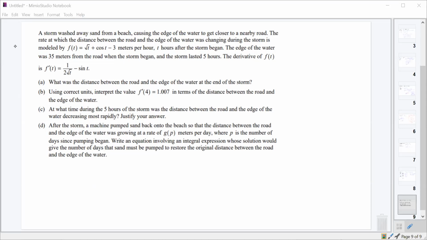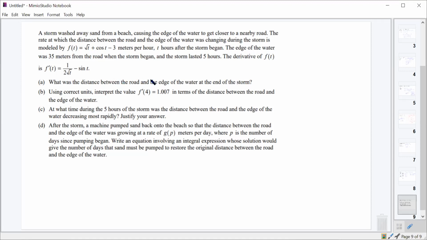Everybody get a chance to read at least the beginning part of it there to know what's happening in the problem? Yes. Cool. We got a rate, the rate at which the distance between the road and the water is changing because the storm is washing away the sand or whatever. And then they also give us a derivative of it, which we could have found ourselves, but that's fine. Cool. And they also give us an initial condition, which will be important, that the edge of the water was 35 meters from the road.